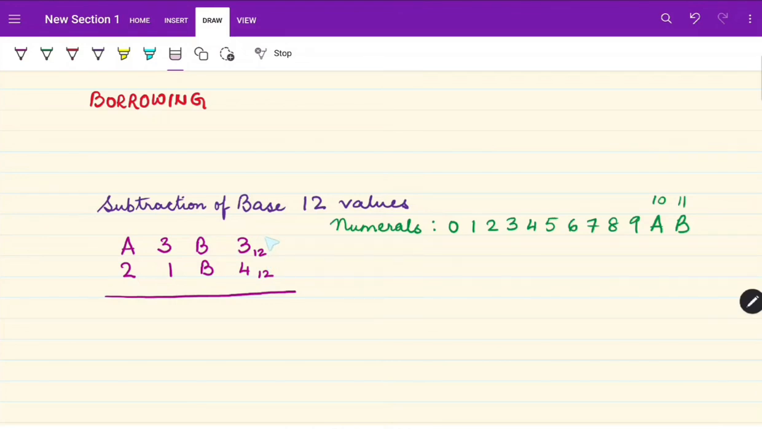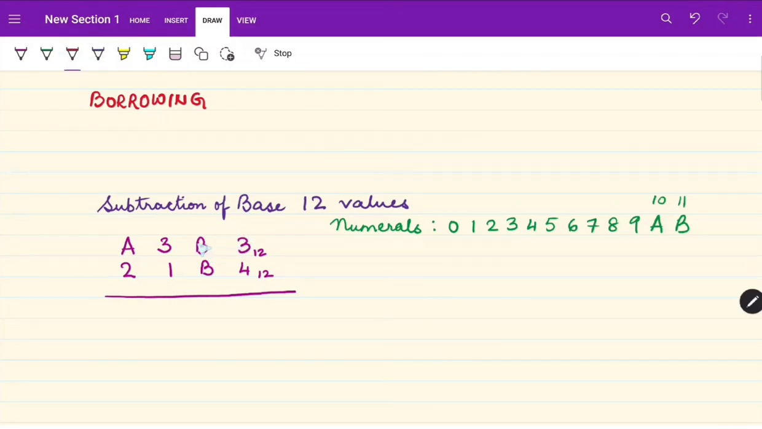We always start with the rightmost column. Look at the digit on top. 3 is a value less than 4. So we need to do some borrowing here. All right, so we have to borrow from the left to this column. So we have a B. B represents 11. So we have to borrow a bundle of 12 from the B. So let's do that here.